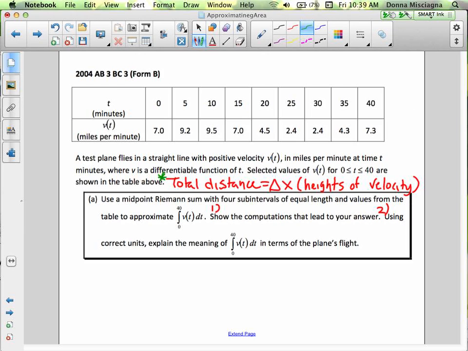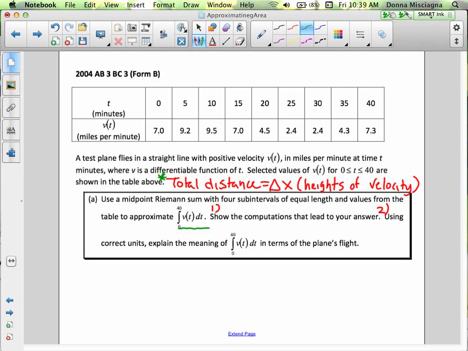Use a midpoint Riemann sum with 4 subintervals of equal length and values from the table to approximate the integral. Now this is something we're going to be learning, but I will tell you that that elongated S stands for sum, right? And we're going to learn a lot more about that. So it's telling us to sum up all of the rectangles from 0 to 40.